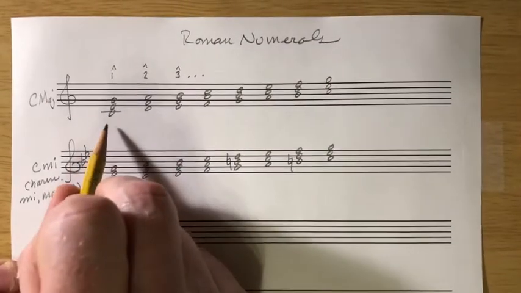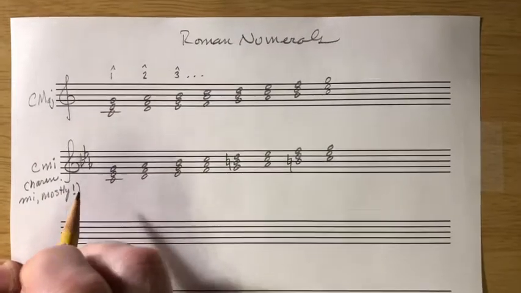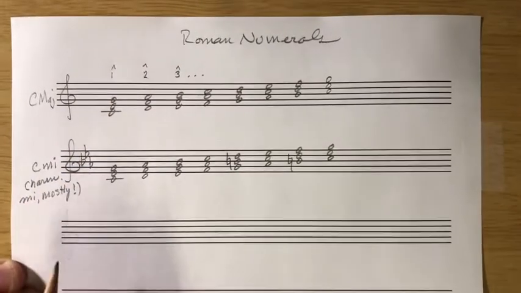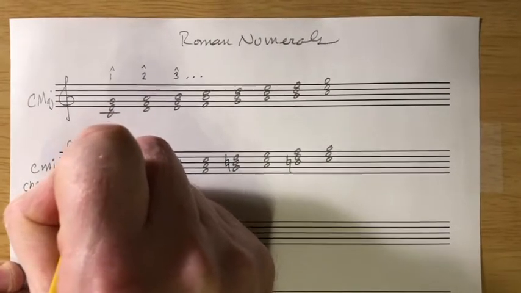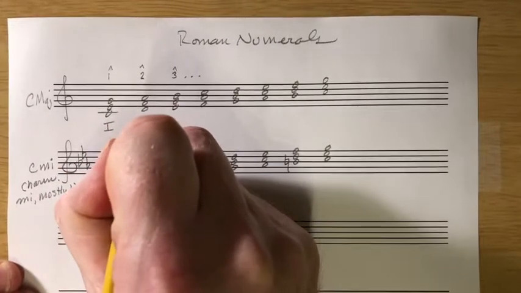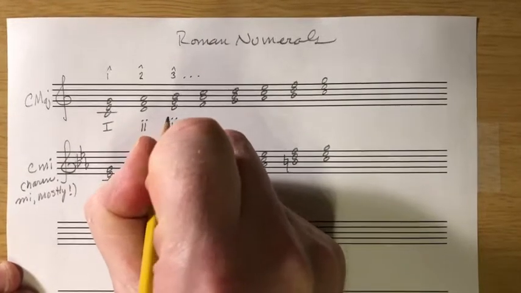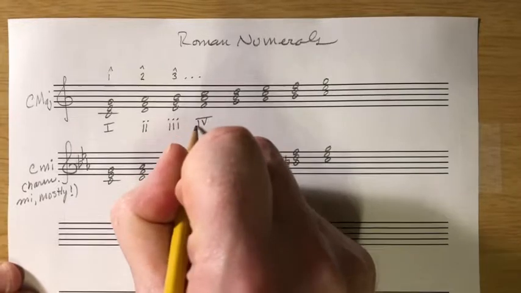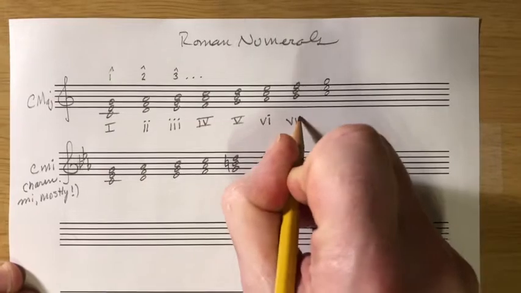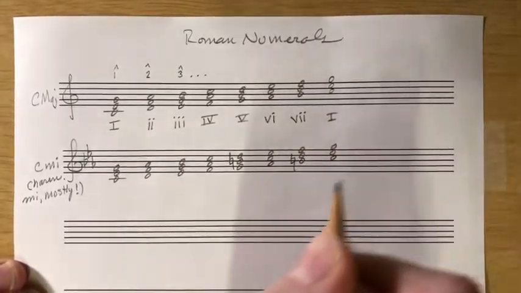And now we're able to label each one of these triads with its own Roman numeral. The Roman numeral corresponds to the scale degree that the triad is built on. So this is Roman numeral 1, the 1 chord. The next chord is labeled with 2. Then we have 3, 4, 5, 6, 7, and back to 1.